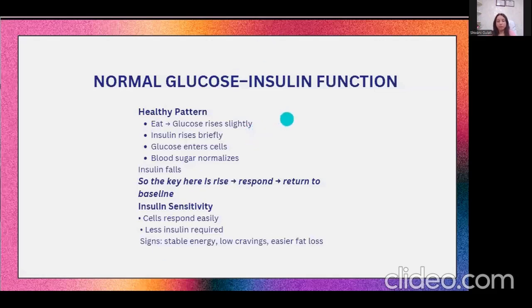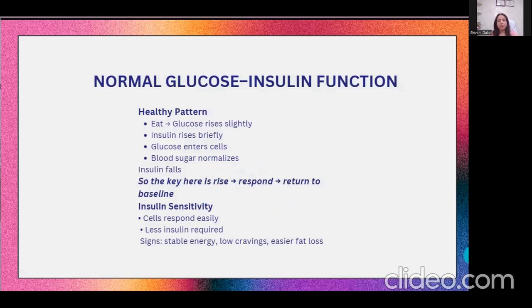Okay, so a healthy glucose level should be maintained so that the body can work in a normal function. So again, after we eat a balanced meal, the glucose rises slightly in the blood, but this is normal and expected. In response, the pancreas will release a small and brief amount of insulin. Insulin then helps the glucose enter the cell, especially the muscle and the liver, where it is used for energy or stored.